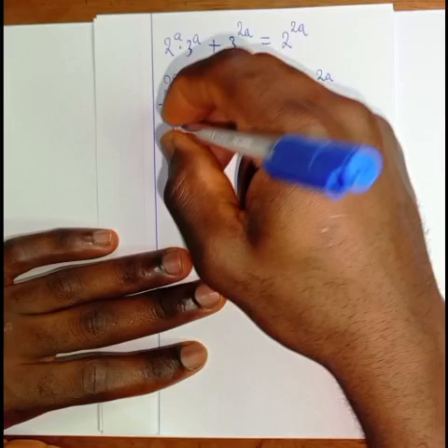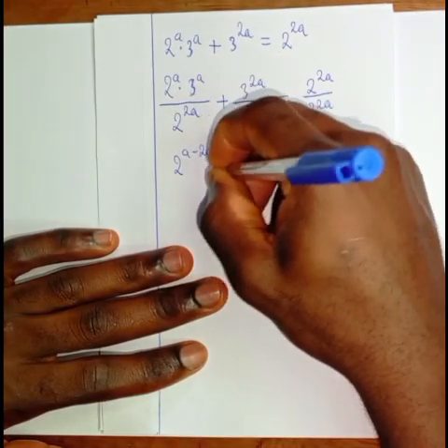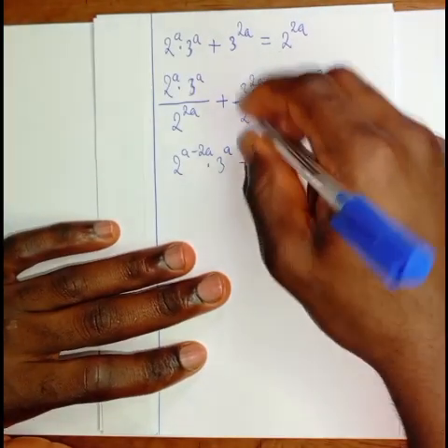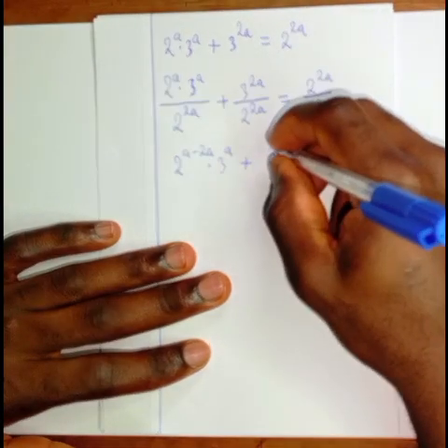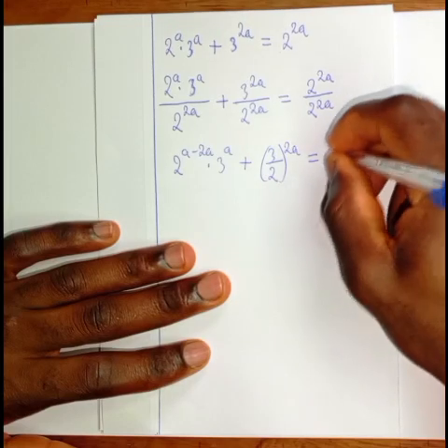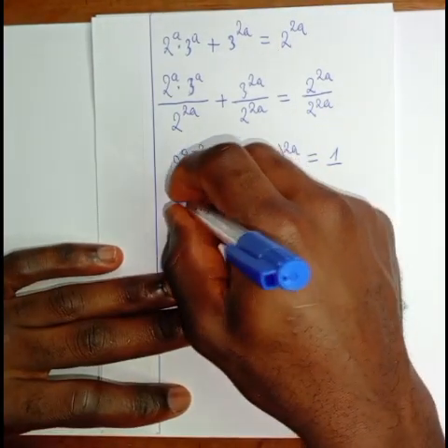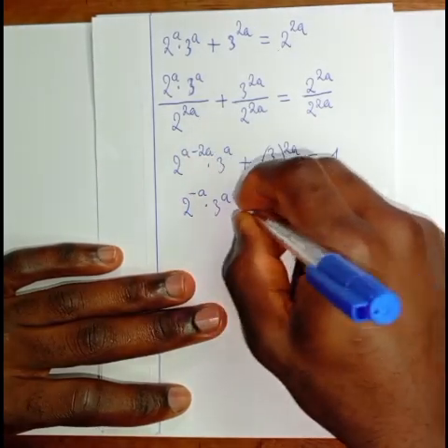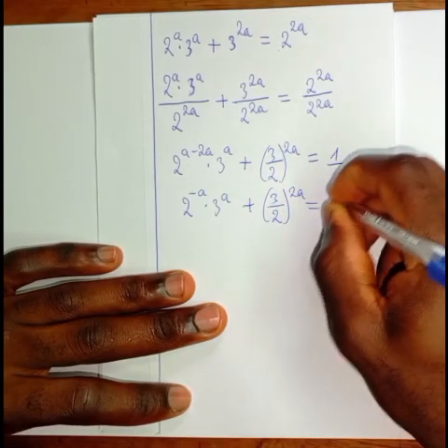This will give us 2 raised to the power e minus 2e times 3 raised to the power e plus, I'll leave this one as a fraction, 3 over 2. You see that they have the same powers. All this raised to the power 2e is equal to this, and this will cancel, it gives us 1. This will simply be 2 raised to the power e minus 2e, which gives us negative e, times 3 raised to the power e plus 3 over 2 raised to the power 2e is equal to 1.